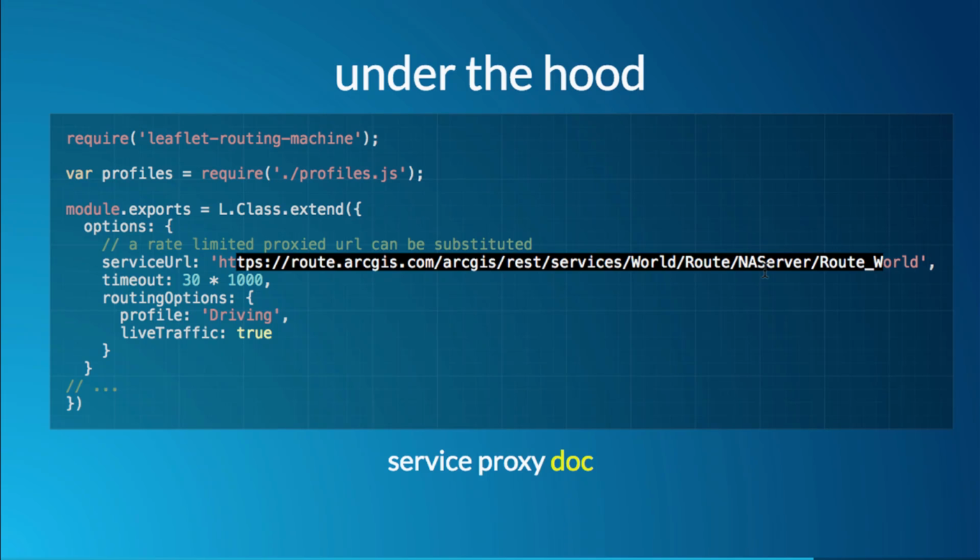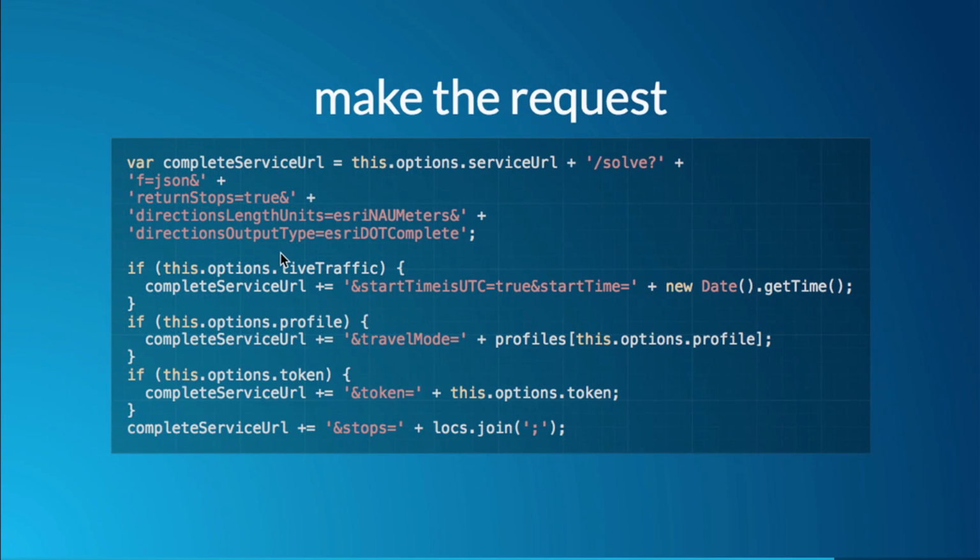By default, I use live traffic. So we let people decide if they don't care about live traffic. They don't want that to be incorporated into the solution. Then basically I just took one of the original providers and copy and pasted and started tearing it up and rewriting it so that I make the appropriate request to the routing service.